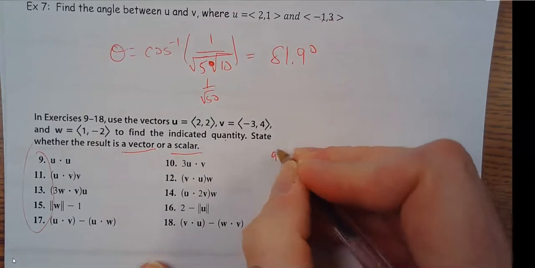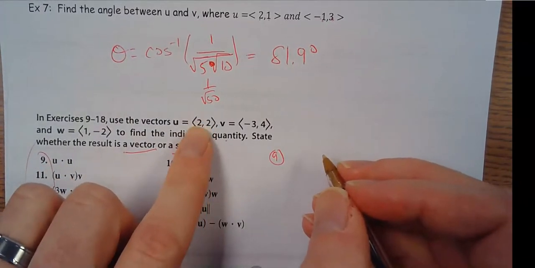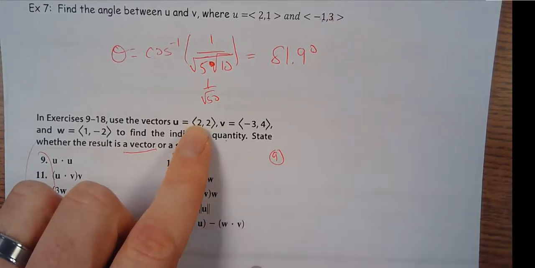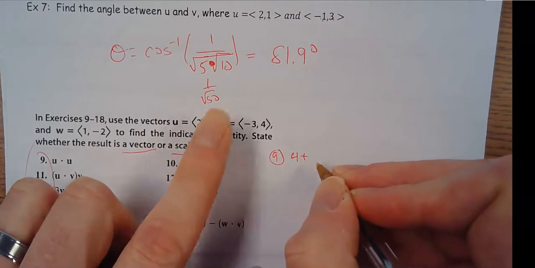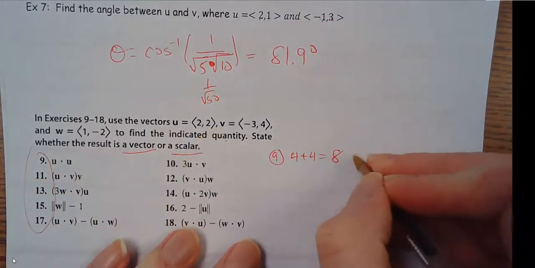So if I look at number 9, U dot U, so that's with itself, so 2, and the other x component is 2, so that'd be 4. 2 times 2 is 4, plus, and then the y components would be 2 and 2, so that's 4. Add together, that's 8, so that's a dot product, and that's just a scalar.